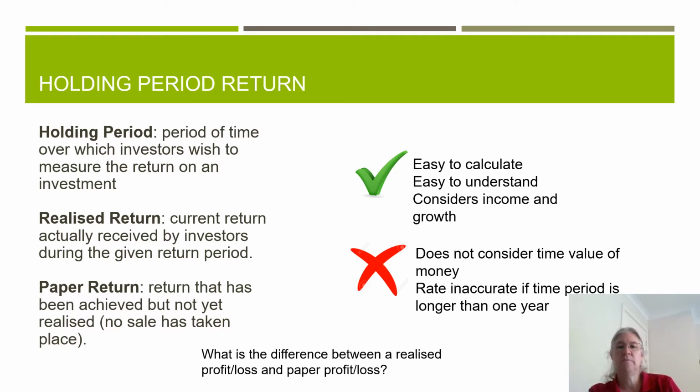So the holding period return is very easy to calculate and easy to understand. It considers the income and growth, but it doesn't consider the time value of money. And if you were to do this over a period longer than 1 year, the rate would be inaccurate. So just make sure that you understand the difference between a realised profit or loss and a paper profit or loss.